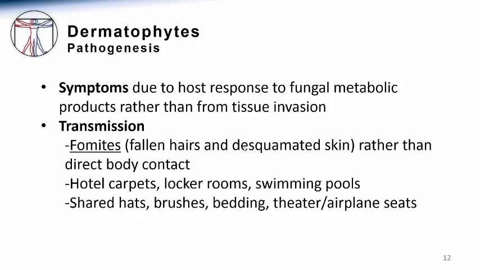Although dermatophytes can be transmitted by direct physical contact, these agents are typically transmitted in what are referred to as fomites, or the desquamated skin and fallen hairs of infected people. And we can all come into contact with these fomites in many areas of the environment. However, some of the most famous sources for transmission include hotel carpets, locker rooms, and swimming pools. Infected hairs are often found in shared hats and brushes, poorly washed bedding, and either theater or airplane seats.